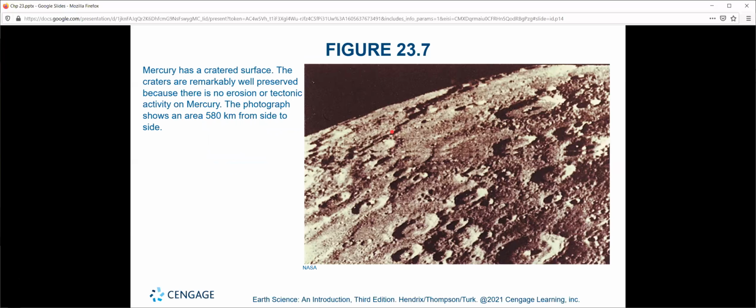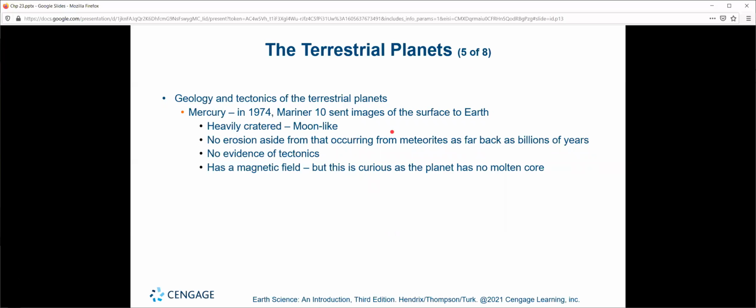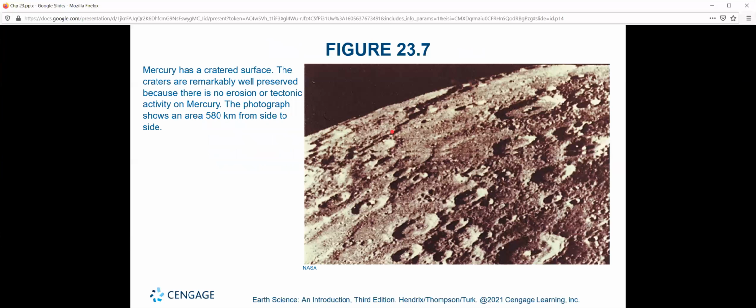If I told you there's a picture of the moon, you wouldn't bat an eye sideways at me, right? But that's actually a picture of Mercury. And keep that in mind, how ridiculous that is. In 1974, early 1970s, we flew a satellite to Mercury to take pictures of it. Absolutely fascinating.